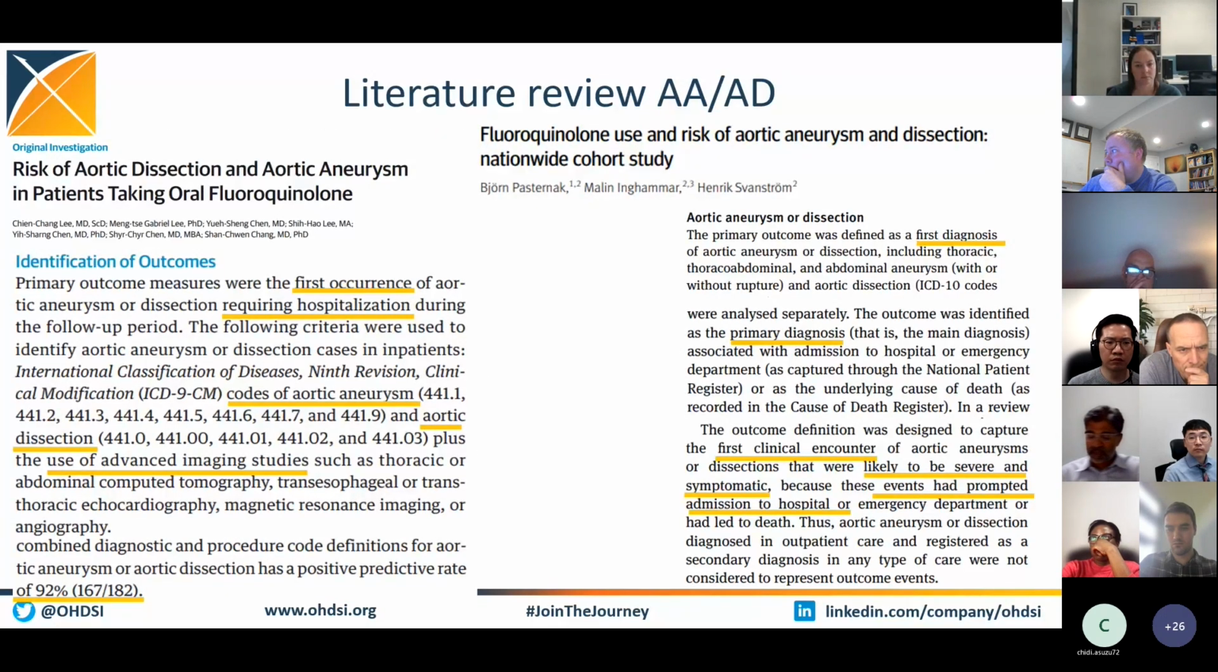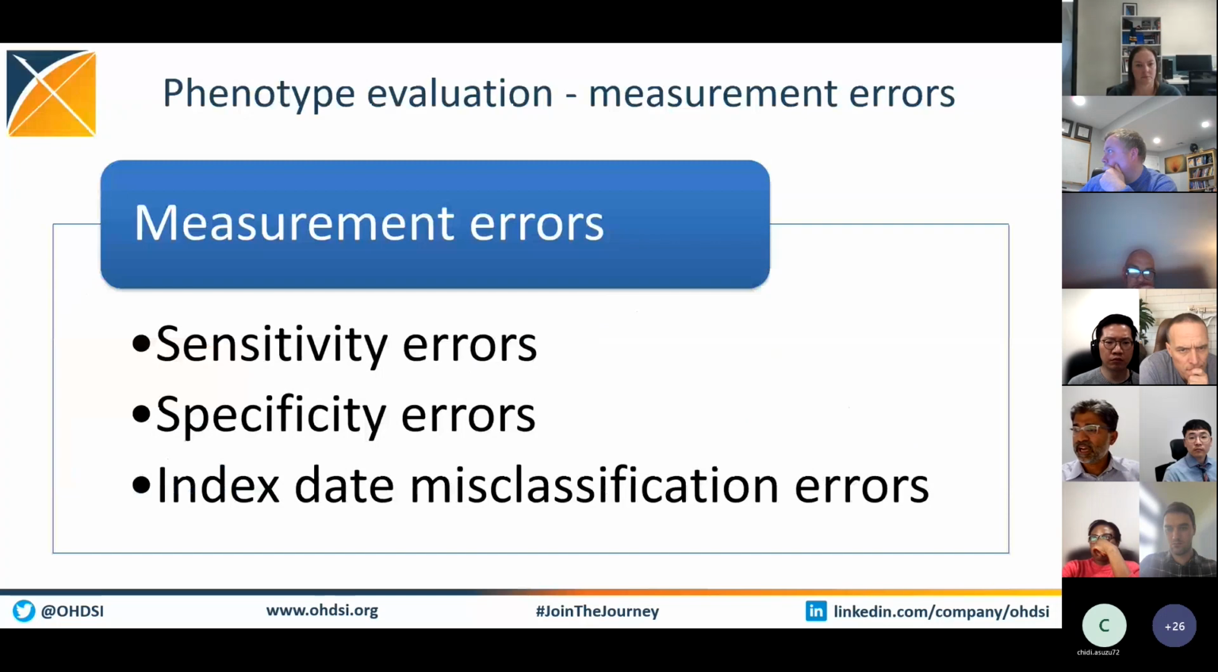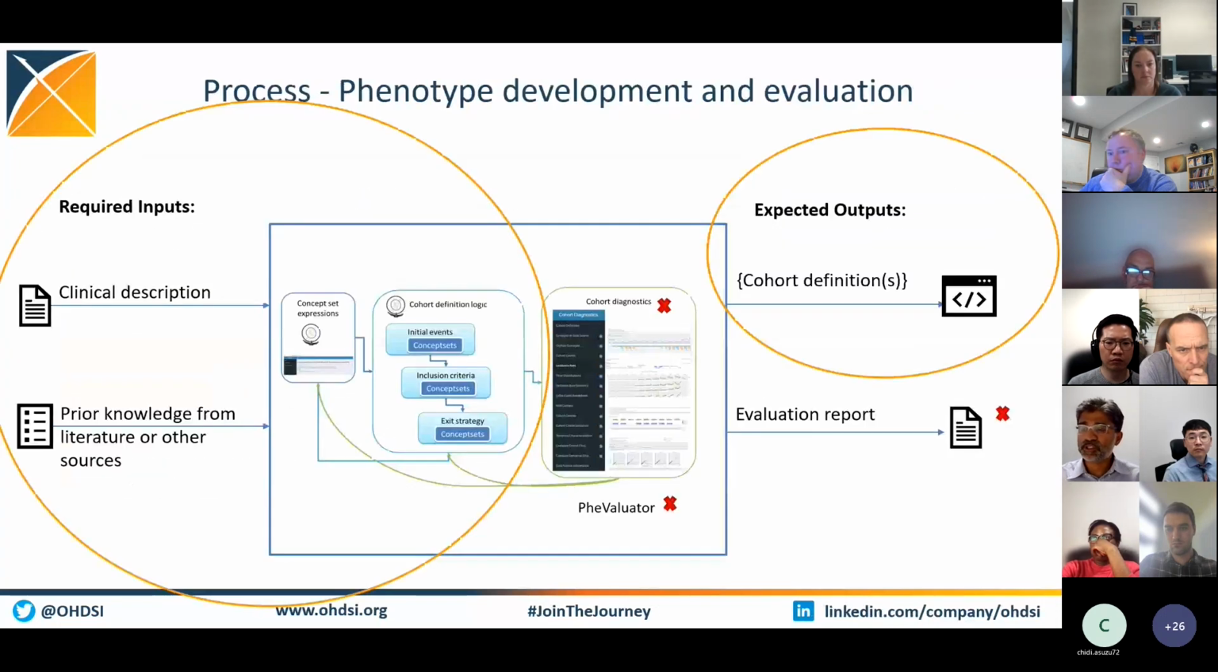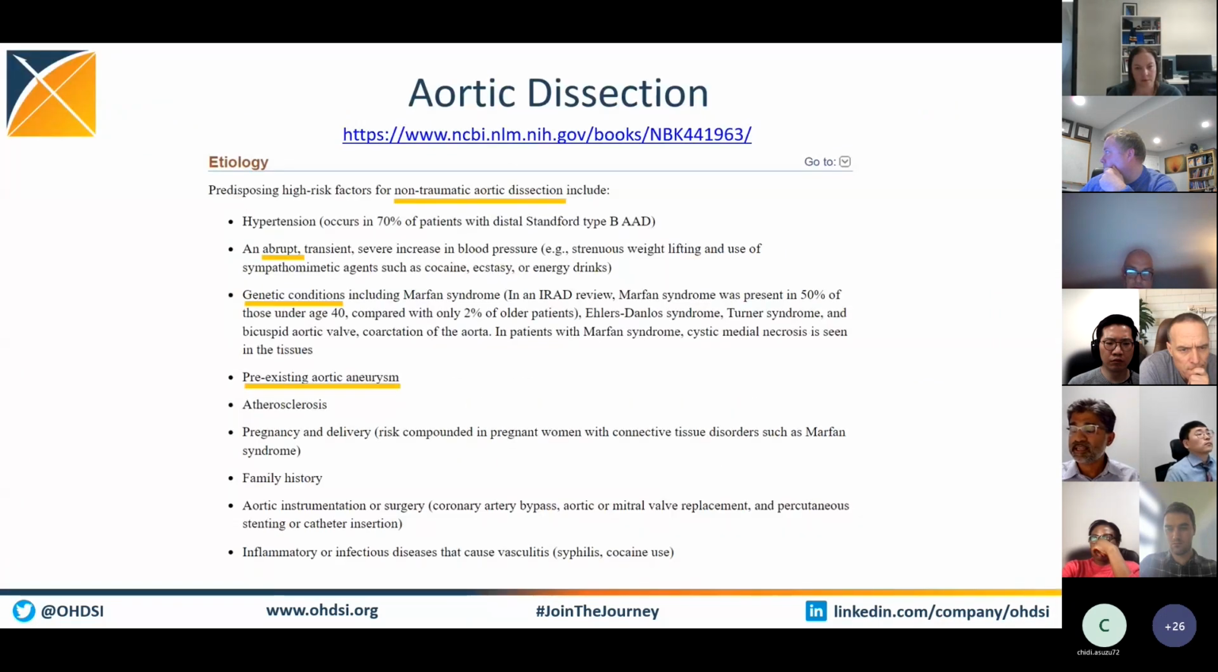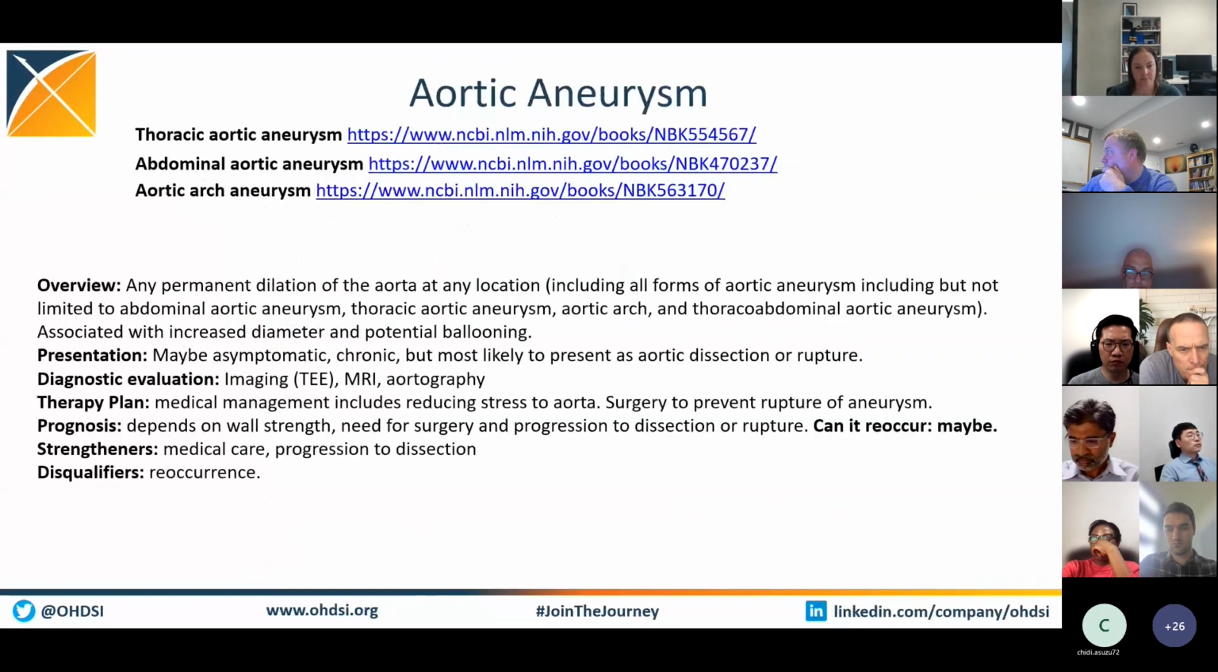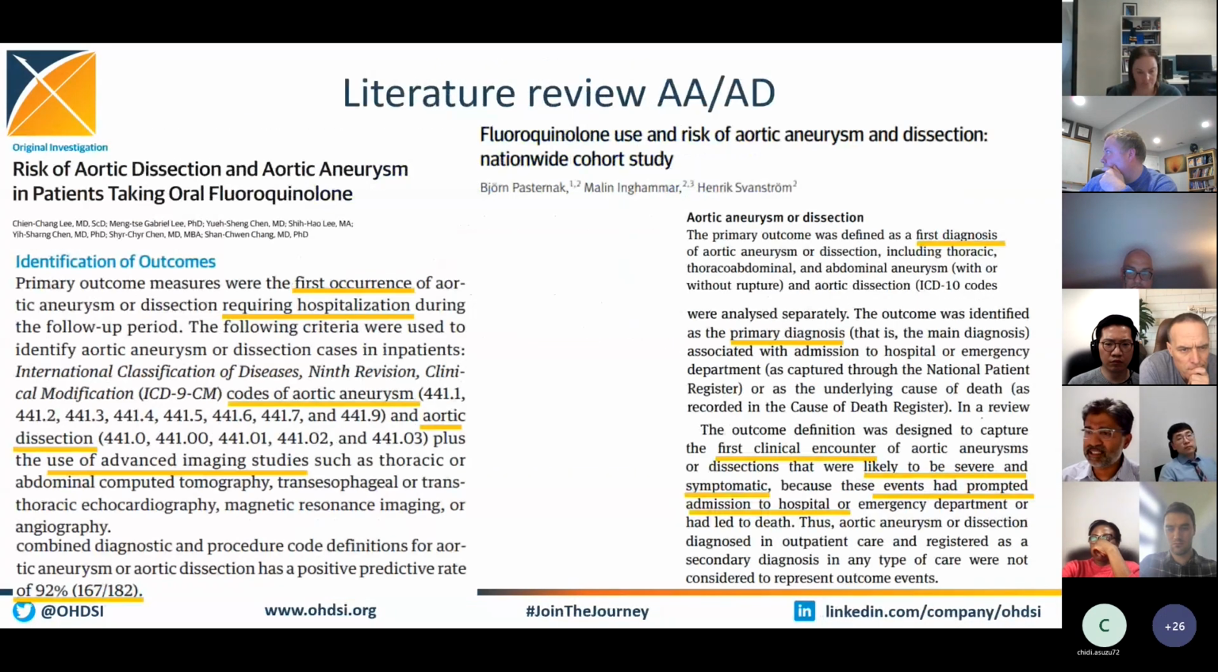So remember, in our framework, we have a set of inputs. Clinical description is one of them. The second important input is literature review. Before we even touch Atlas, we ask that you complete the clinical description and a literature search. There are several key papers that have developed and evaluated the phenotype of aortic dissection and aortic aneurysm and used it in their studies. This is one of them, by Chang Lee and others.